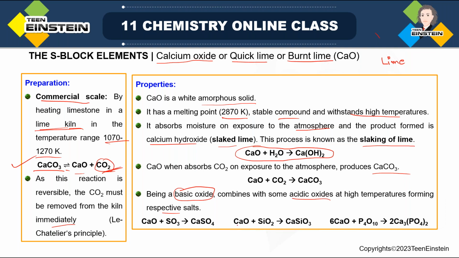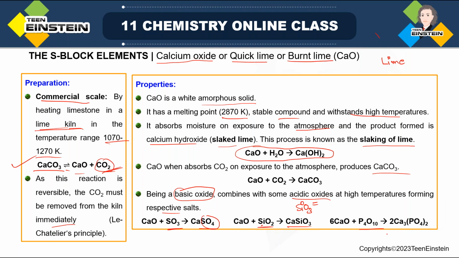So look at these three equations. When it is reacting with SO3, that is sulfur trioxide, we are getting calcium sulfate. So the sulfate ion we are getting from SO3. Then another acidic oxide is silicon dioxide, because it is a non-metal. Sulfur, silicon, these are non-metals, so that is why they are acidic oxides. We are getting calcium silicate, the SiO3 2- ion. This is the ion present in CaSiO3.